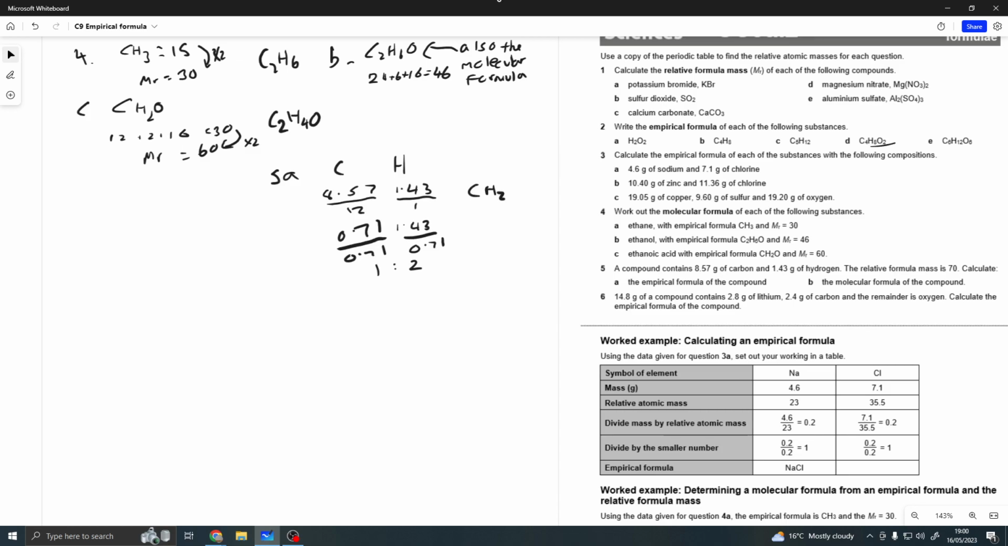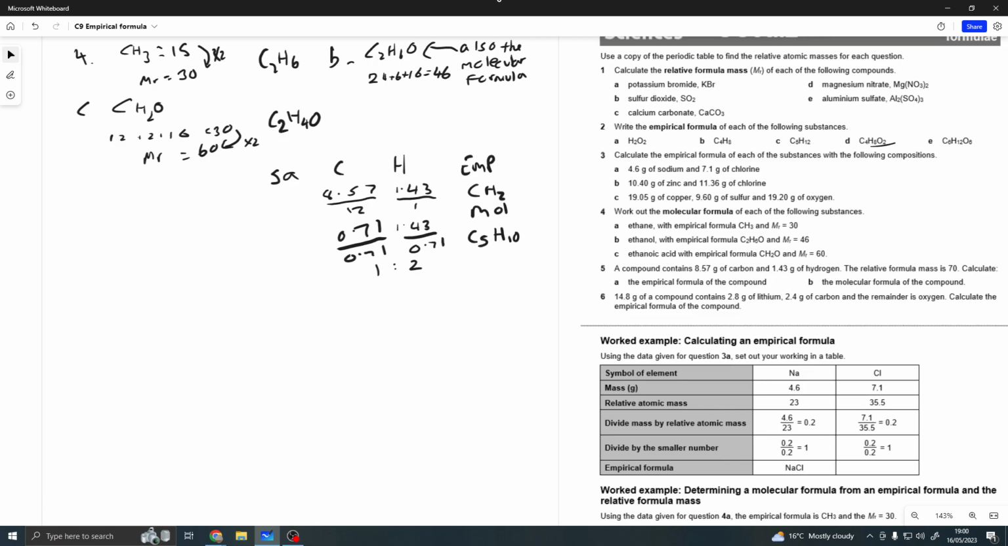Now the relative formula mass is 70. So this is the empirical formula here. Now the relative formula mass is 70, so let's work out. If it's C5, that would be 5 times 12. Now that I could look on my calculator for that, but that's 60, isn't it? So if I have C5, I can have H10. Now that makes 70, but does it work?